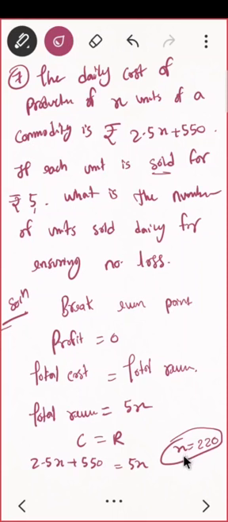So what is the answer? So at least you should produce 220 units to have no loss. 220 से ज़्यादा हुआ चलेगा, but at least I need 220. Correct?